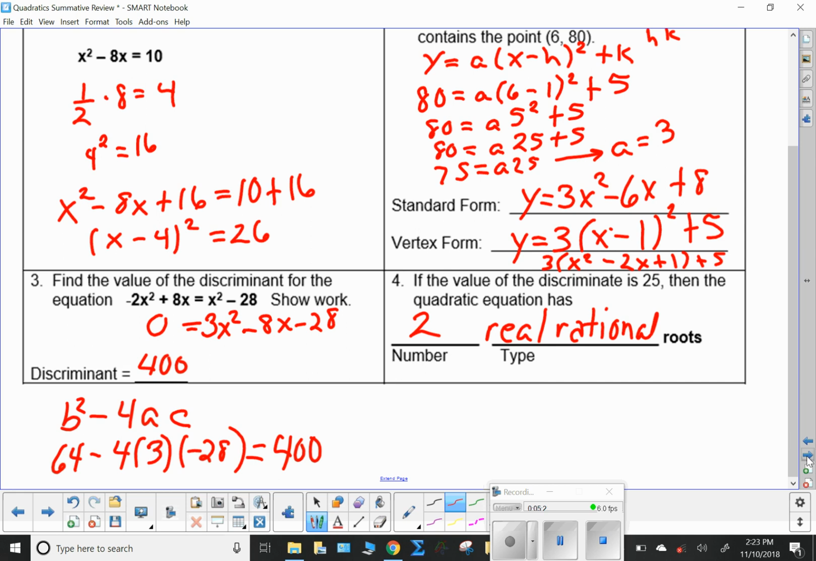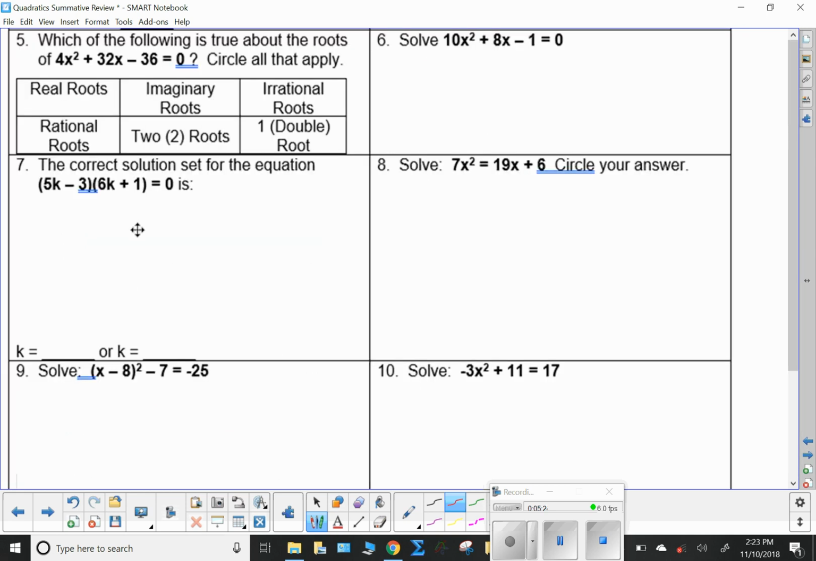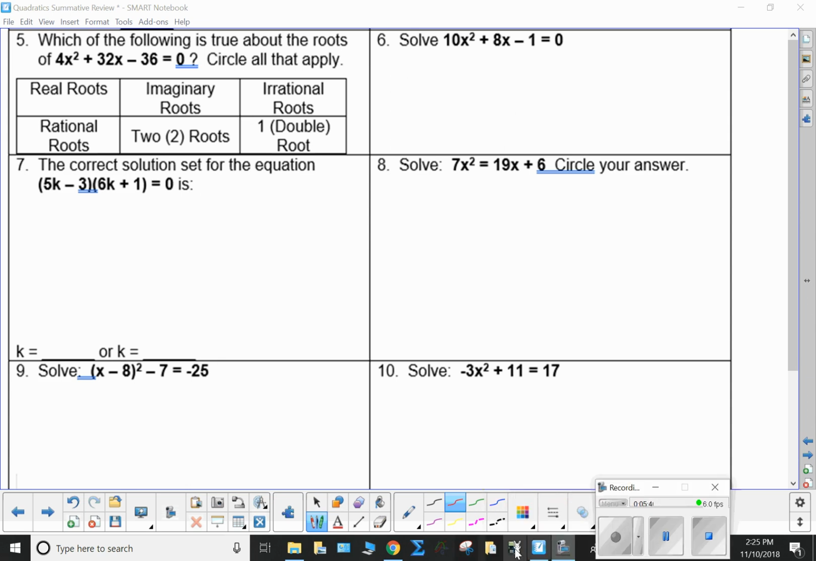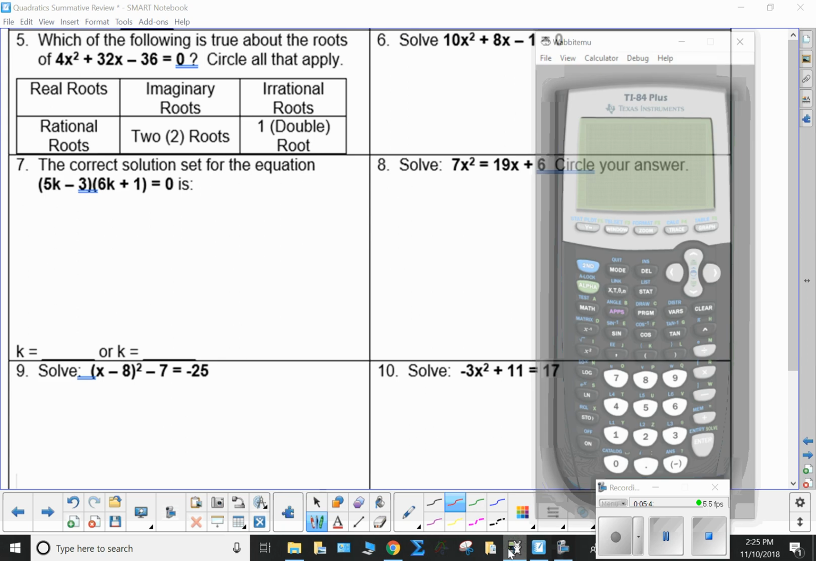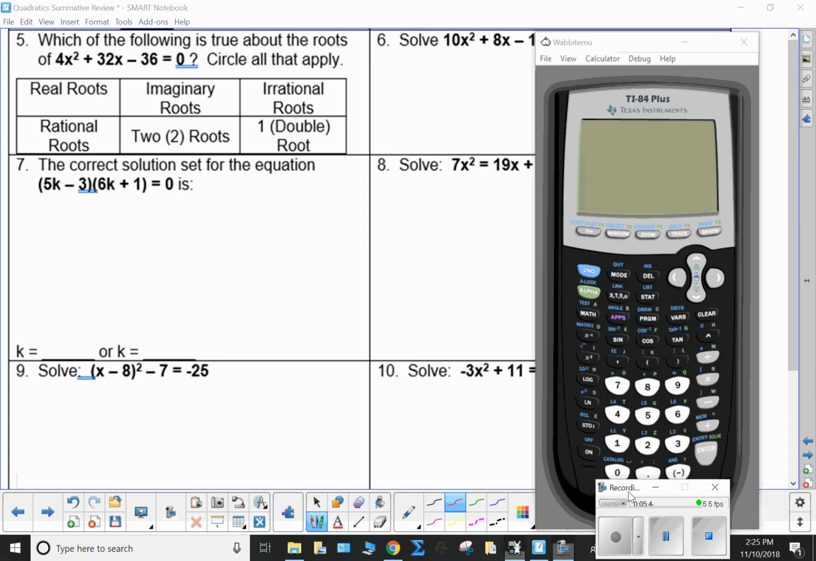Let's go to the next line. Okay, which of the following is true about this equation? We're going to circle all that apply. So, what do we do first? Well, first we have to find the discriminant. So, to do that, we can maybe bring up our calculator.